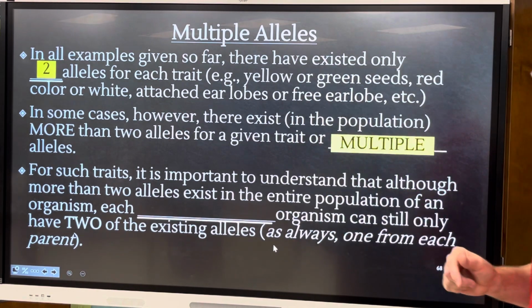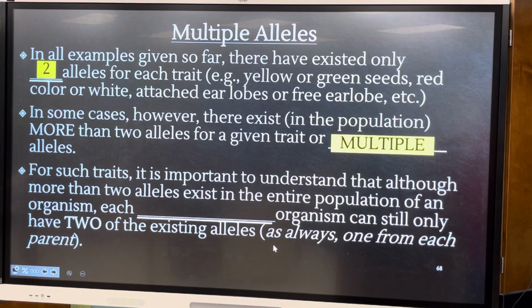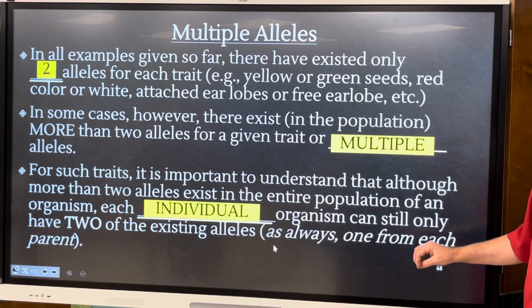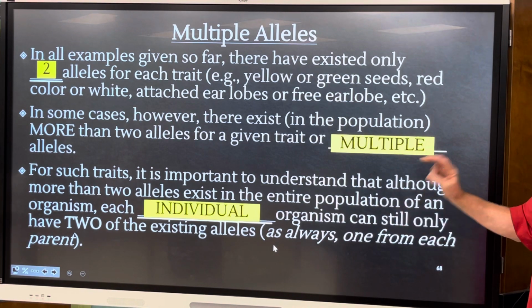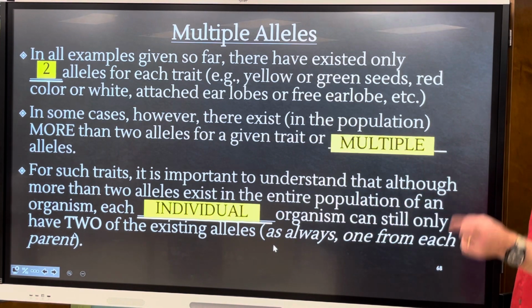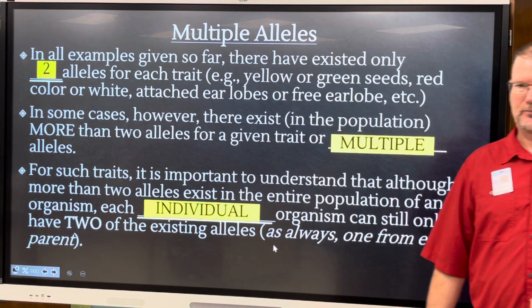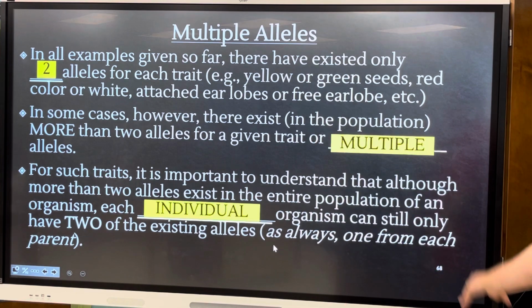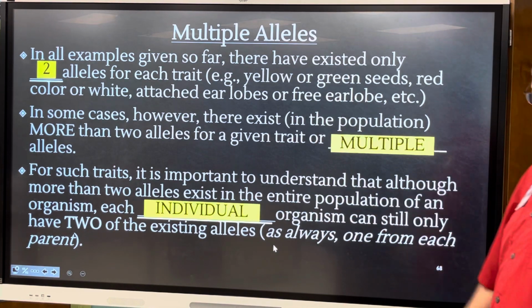So for such traits, it's important to understand that although more than 2 alleles exist in a population, each individual organism can still only have 2 of the alleles, one from each parent. But there are multiple ones out there in the population.